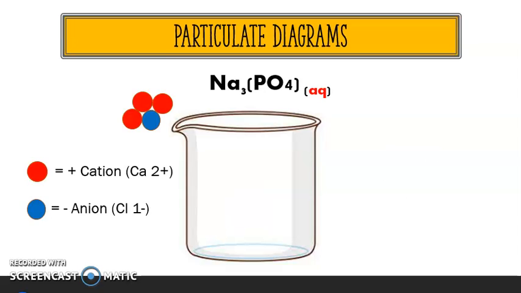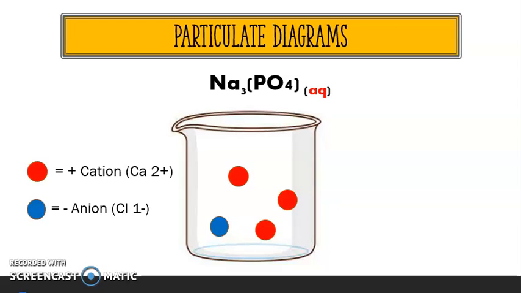Let's take a look at another example. What about Na3PO4? In this case, notice I've added 3 red spheres to indicate that I have 3 Na1+ ions and 1 blue sphere to indicate my 1 PO4 3- ion. Our solubility rules state that this is expected to be AQ, aqueous. So when I throw it into water, this compound should dissociate.